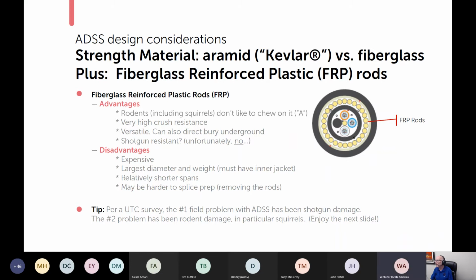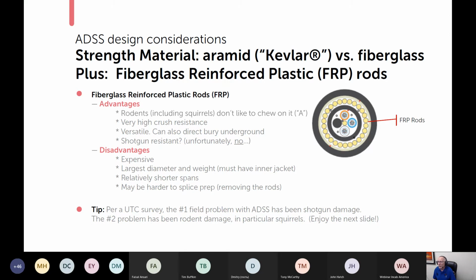Not on the chat, but can you touch on vibration dampers for ADSS? Oh, yeah. Vibration dampers, so there'll be a separate webinar where we talk about accessories. But the answer is really simple when it comes to vibration dampers. Vibration dampers are always cheap insurance.